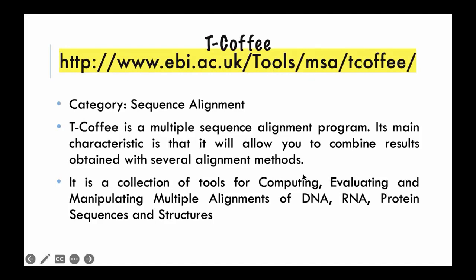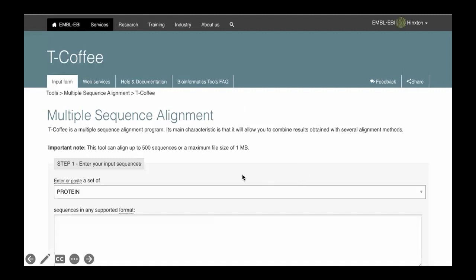Now, if you go to the site www.ebi.ac.uk/tools/msa/tcoffee, of course, you will be presented with this interface. The sequence alignment program, and its main characteristic is that it allows you to combine results obtained with several alignment methods. So this is step one. Of course, they are laid out in steps. So going from step one to step two, you can actually see the functionality of T-Coffee.